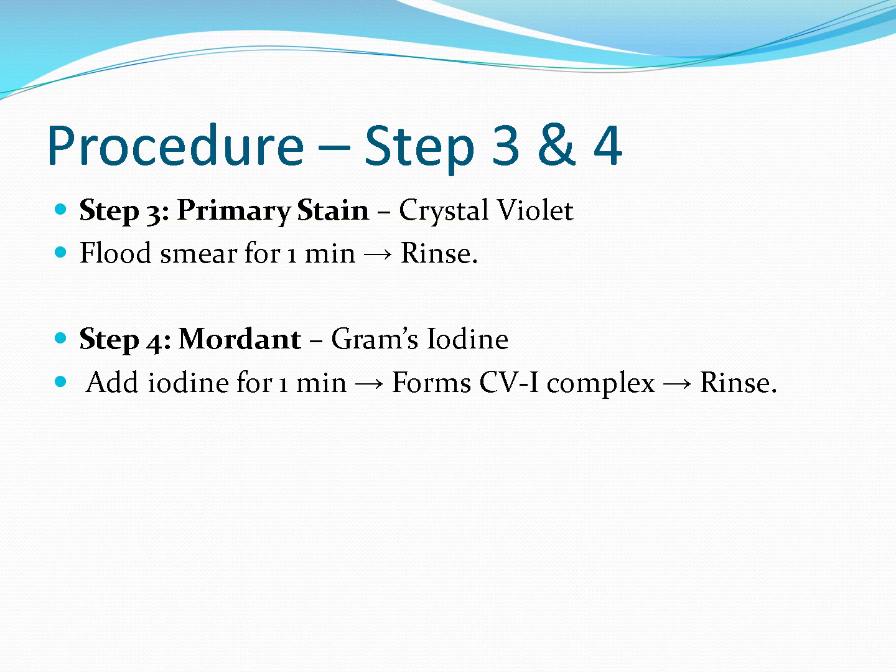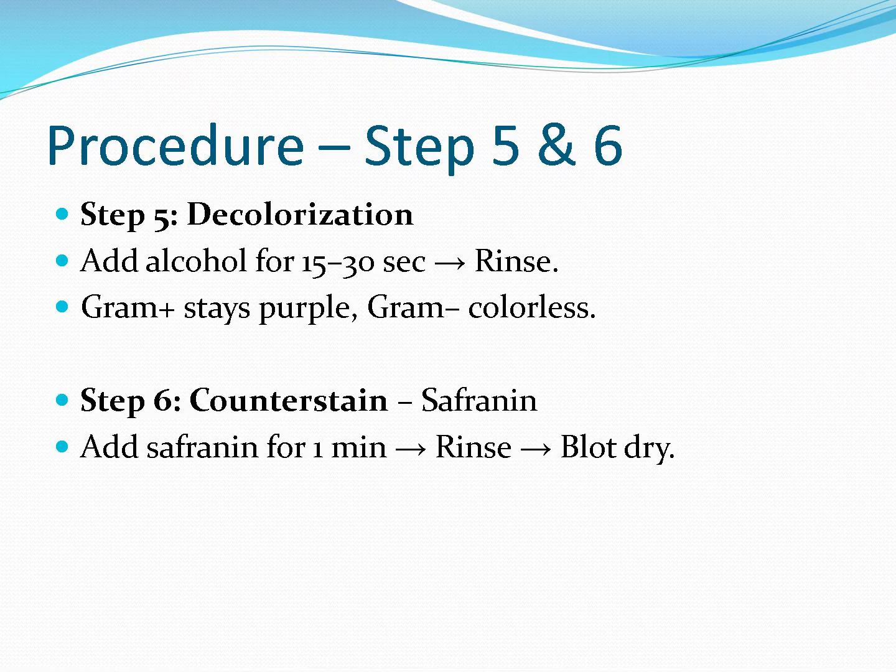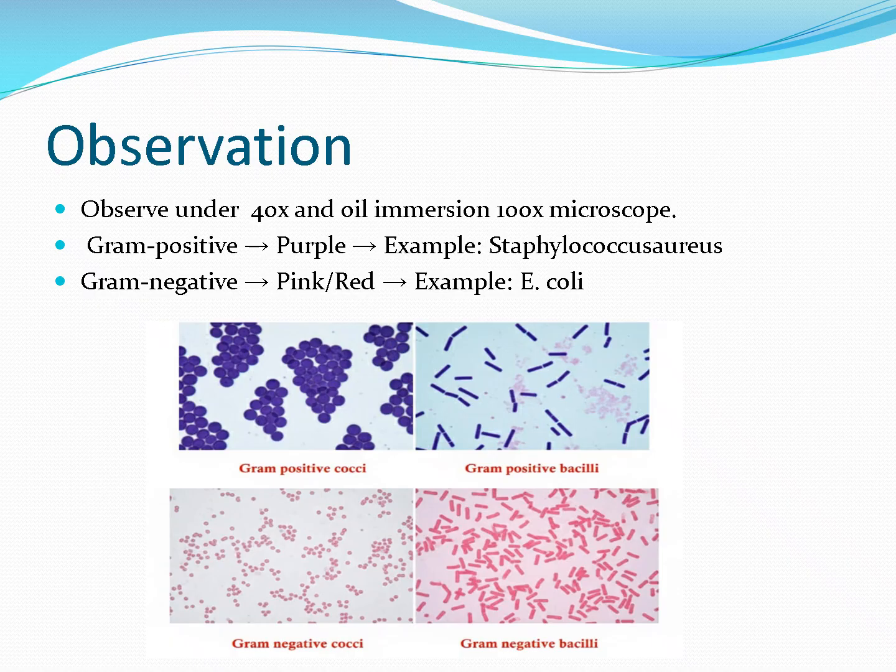Step 5 is decolorization with alcohol or acetone for 15 to 30 seconds and rinse immediately. This removes the stain from gram-negative bacteria but not from gram-positive ones. Then step 6 is counter stain with safranine for 1 minute. Rinse gently and let the slide dry. Now gram-positive bacteria will appear purple and gram-negative bacteria appear pink. This is the observation.